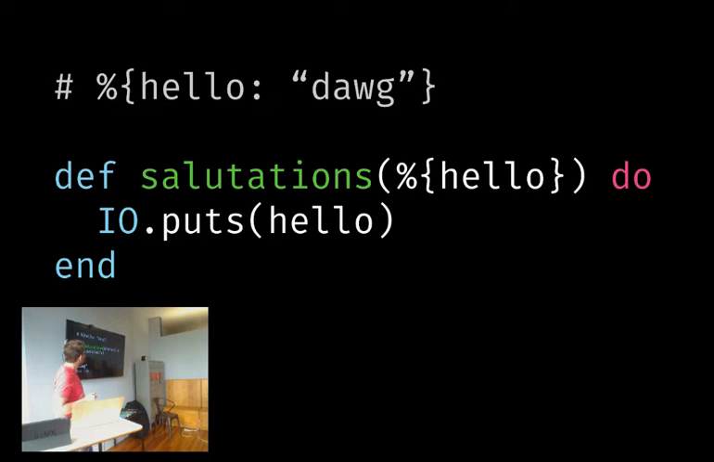So here's a little example. If I have a map here with the key of hello, value of dog, you can, in a function, destructure and assign hello, which matches the key, and then that also assigns the value there. So we talked about that last time.